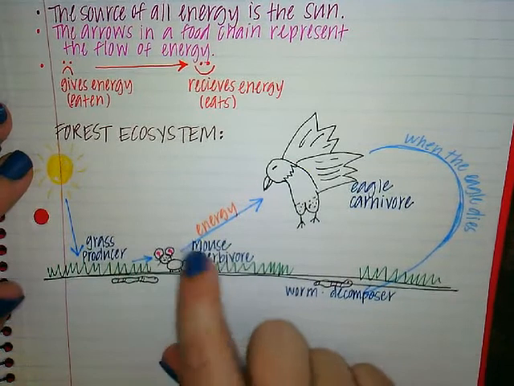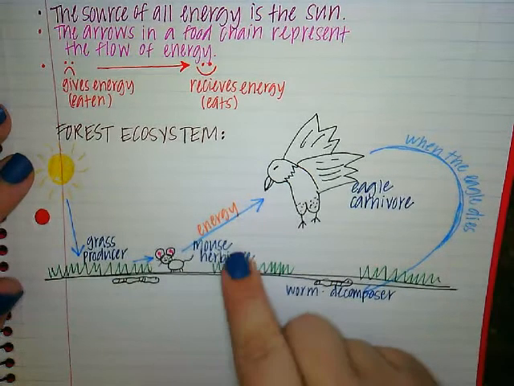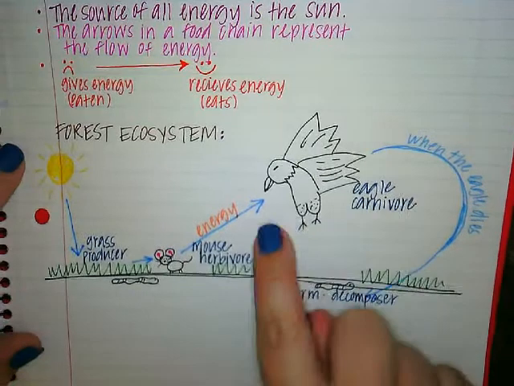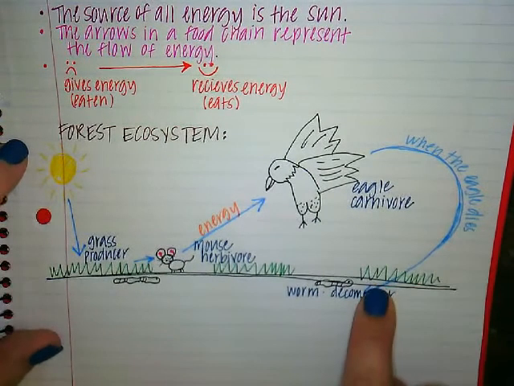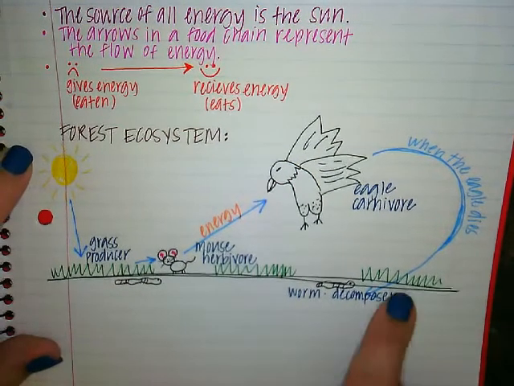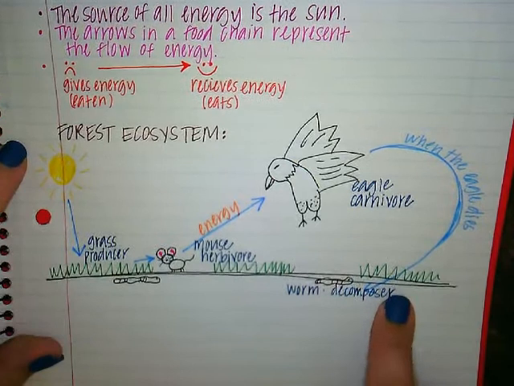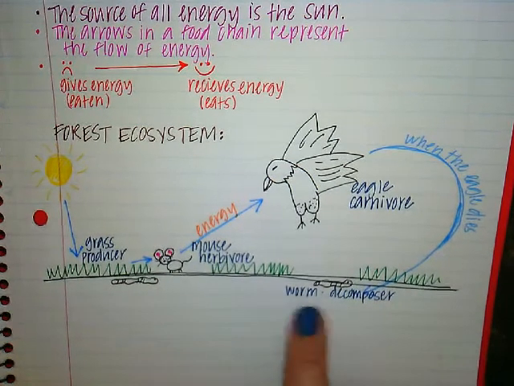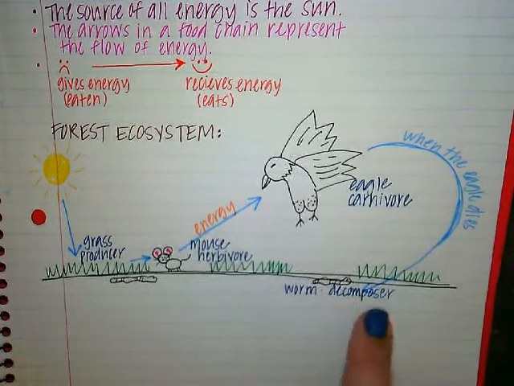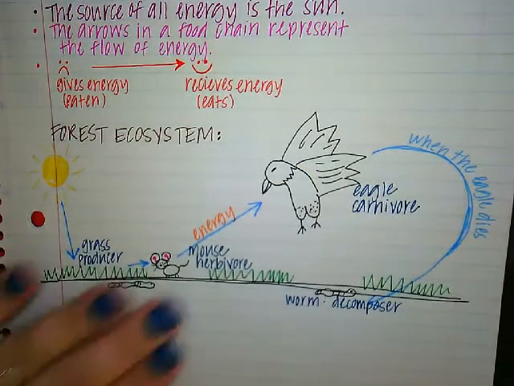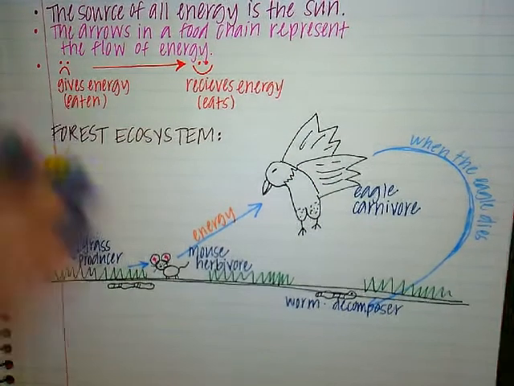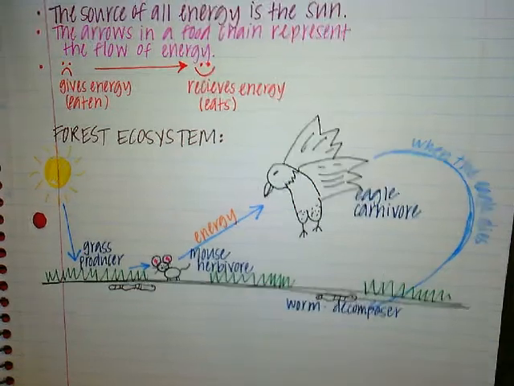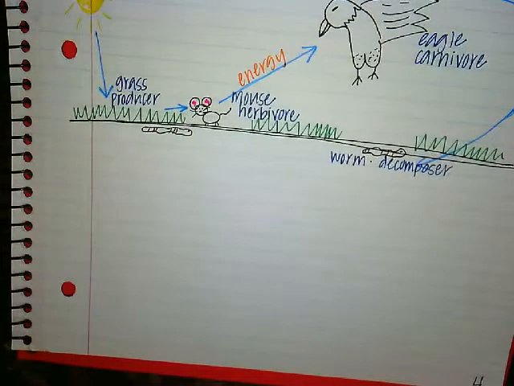And that eagle is a carnivore. The mouse is an herbivore because it only eats a producer. You think about the mouse, it's a meat, not a plant. So the eagle becomes a carnivore. When that eagle dies or uses the bathroom, that waste or its body is going to lie on the forest floor and break down and be broken down by a worm who is a decomposer. So you can kind of track the flow of energy from the sun all the way to the worm.